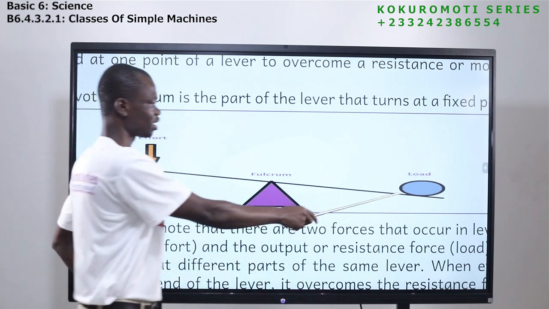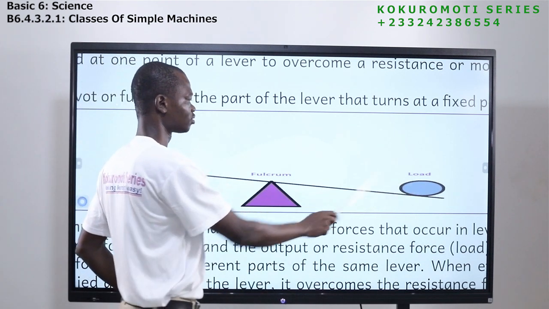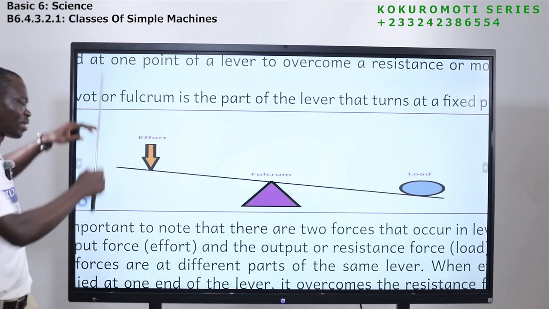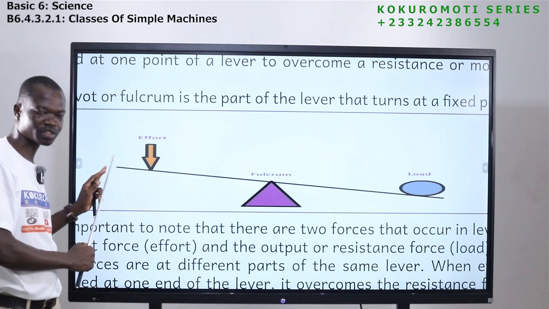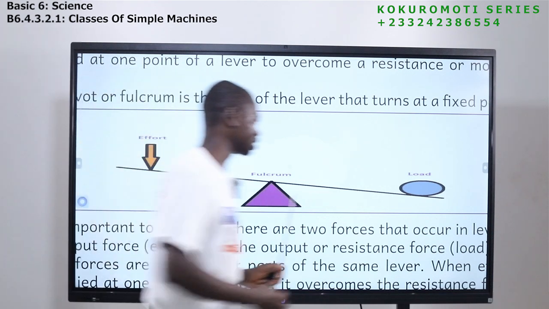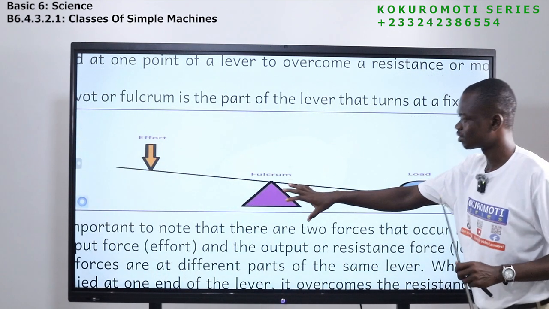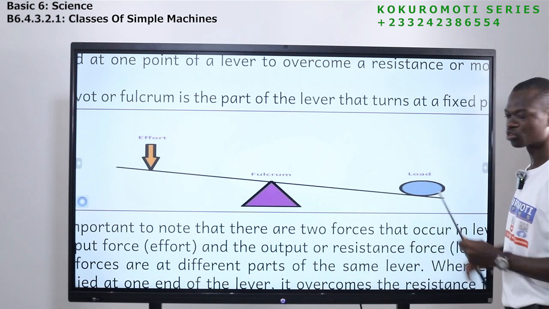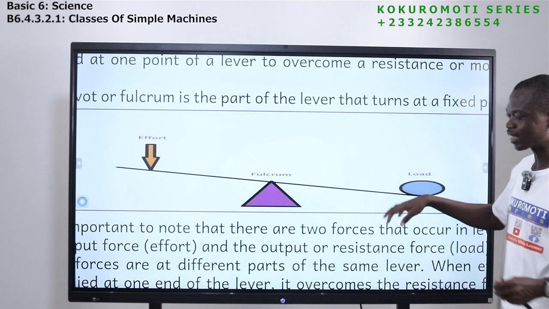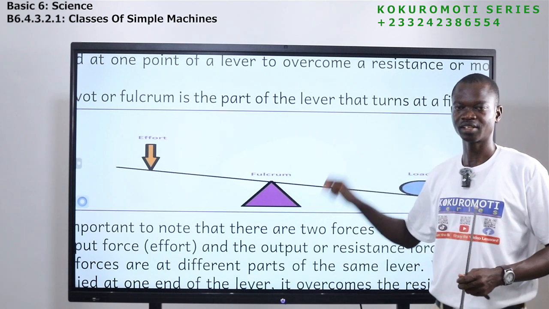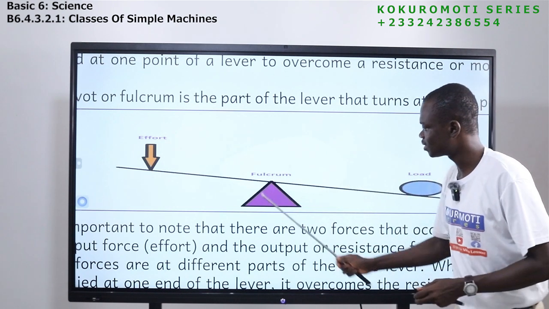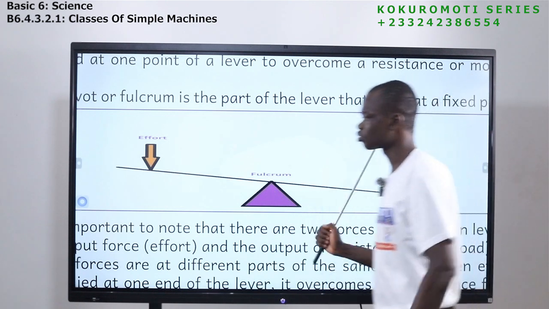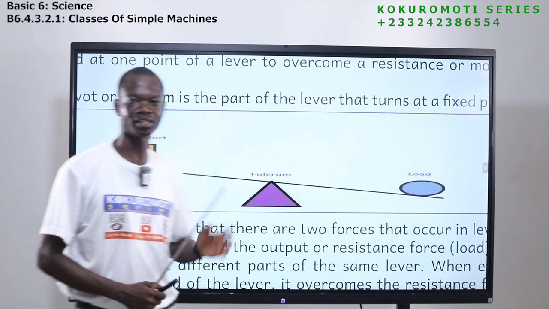Now, what do we see here? We see load. And what do we see here? This is effort. So where you apply force, that is where the effort is. And then the load, the object that this machine is moving, is here. So this is the load. And the part of this machine, the lever, that turns is this. And that is what we call the pivot or the fulcrum. So this is an example of a lever.